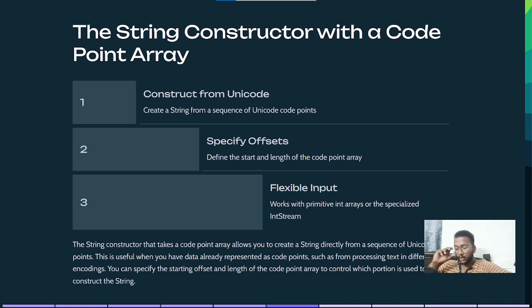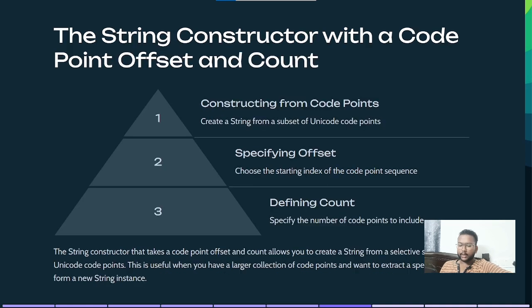So, the string constructor that takes a code point array allows you to create a string directly from a sequence of Unicode code points. This is useful when you have already represented the code points, such as when processing text in different encodings. You can specify the starting offset and length of the code point array to control which portion is used to construct the string.